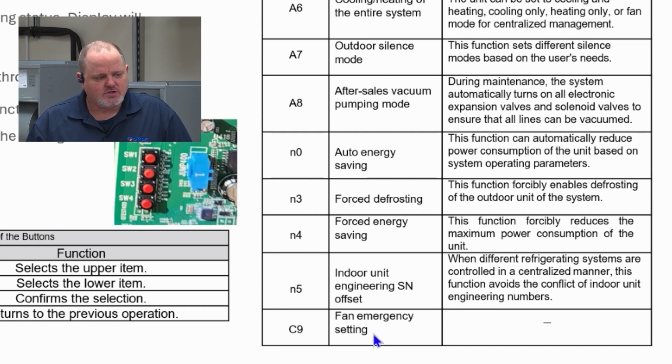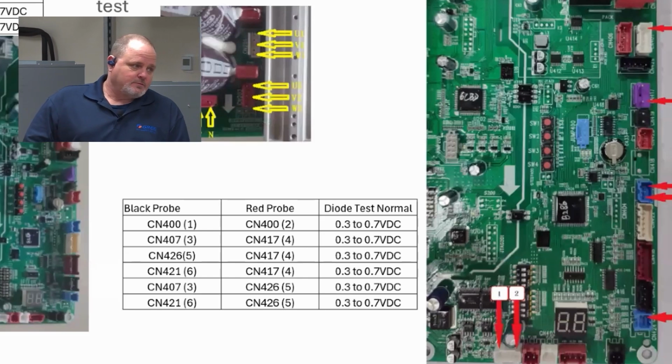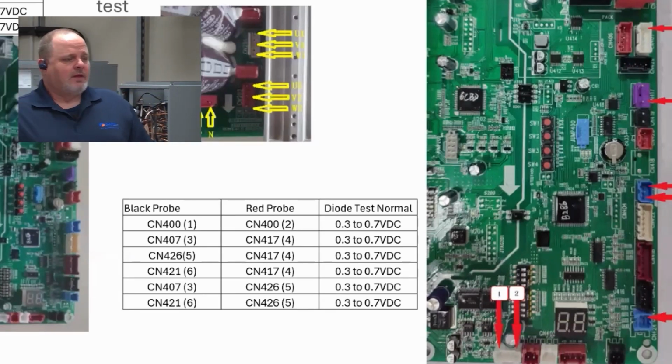C9 is fan emergency setting, so if you have a fan motor fail, you can go in there and it'll ignore the failed fan motor. So the machine will limp along on one fan motor until you get back with the replacement fan motor. That's what C9's for. That's real cool. I thought so. Yeah.